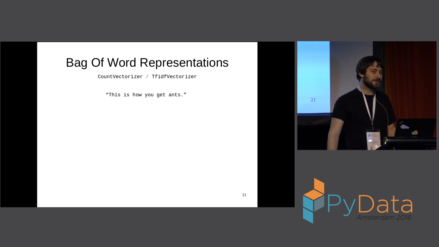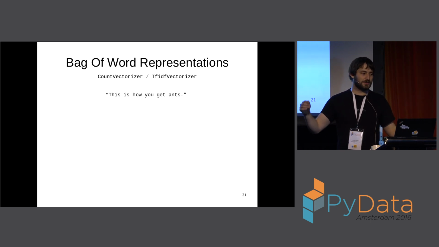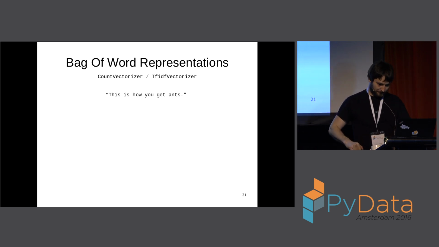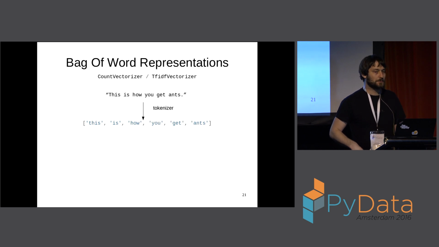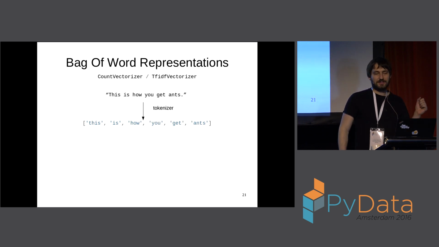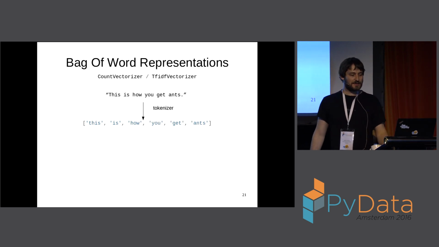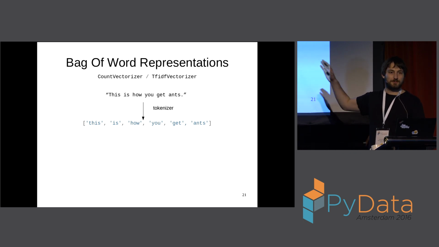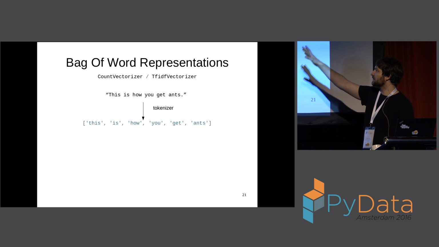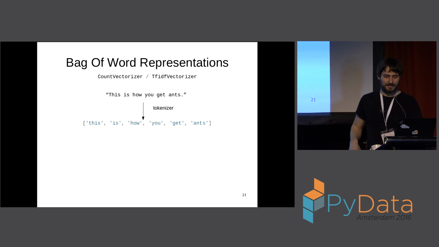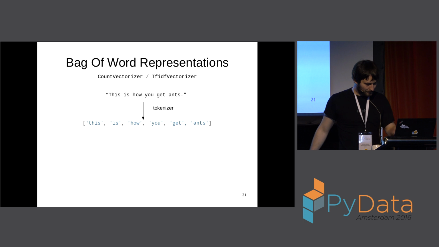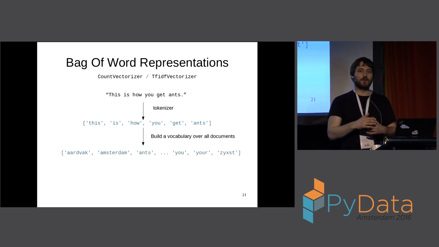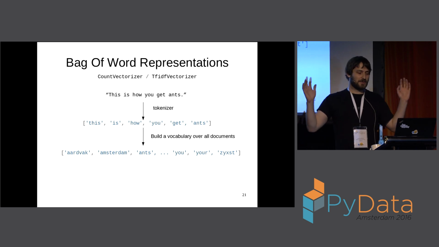So the basic idea is you start with some string that you want to encode. So let's say my review is "this is how you get ants." The first step is to break it up into tokens or words. There are several fancy ways to do this. In Scikit-Learn, we use a very simple one. We basically split up by white space. So we have our sentence, we split it up by white space, we also lowercase it to normalize it a little bit.